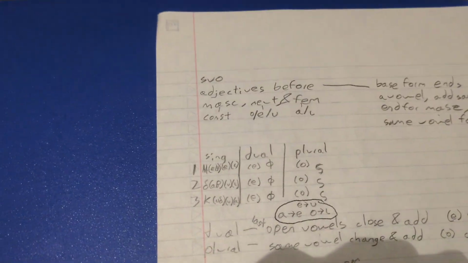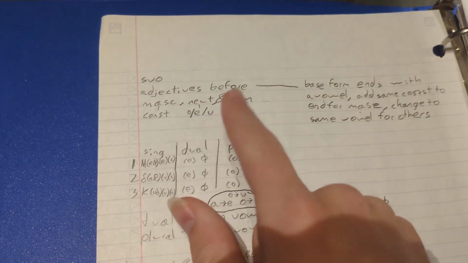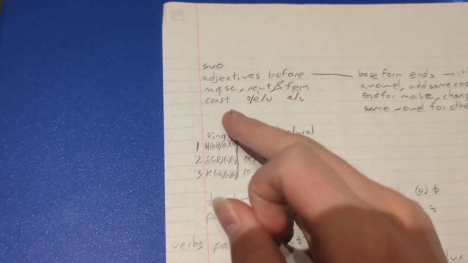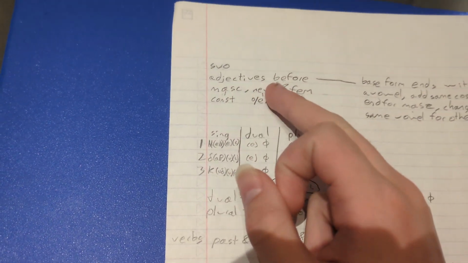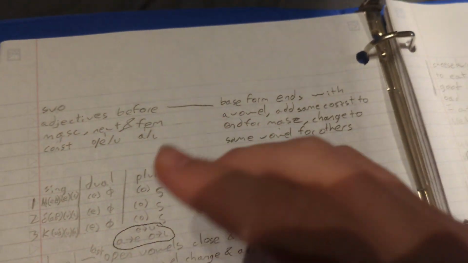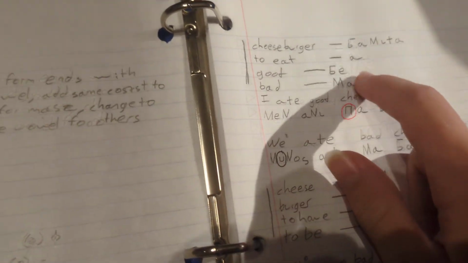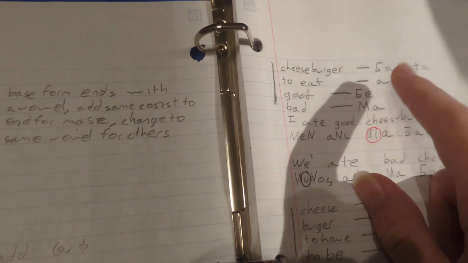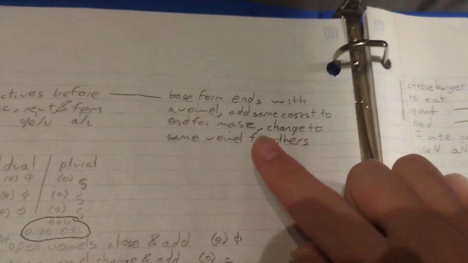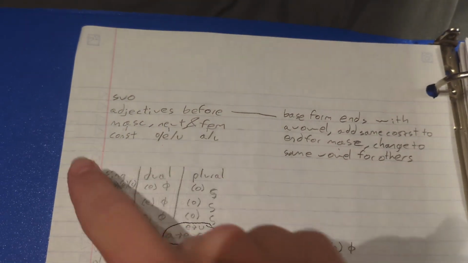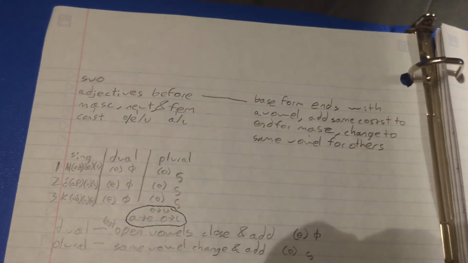Now, there are 3 genders: masculine, neuter, feminine, where masculine ends with a consonant, neuter ends with o, a, or u, feminine ends with a or e. Now, for adjectives, they go before, yeah? They have a base. So here, be is the adjective good, right? If it's going for a masculine, just put the same consonant.